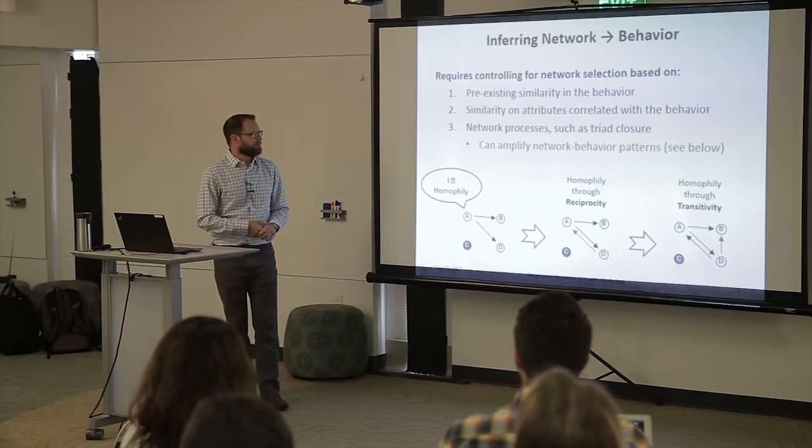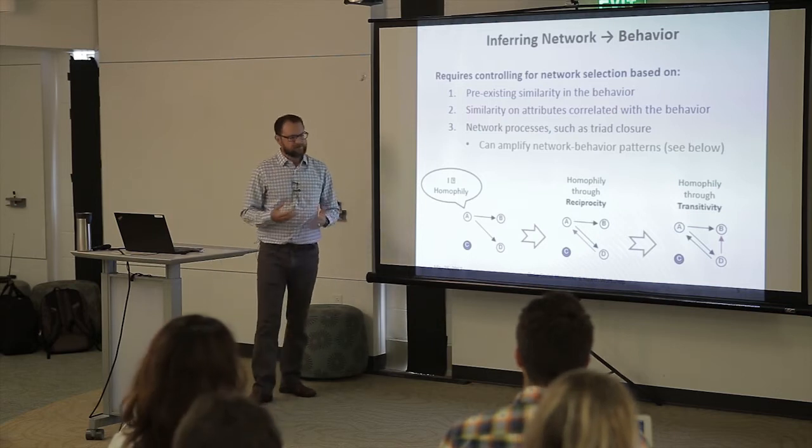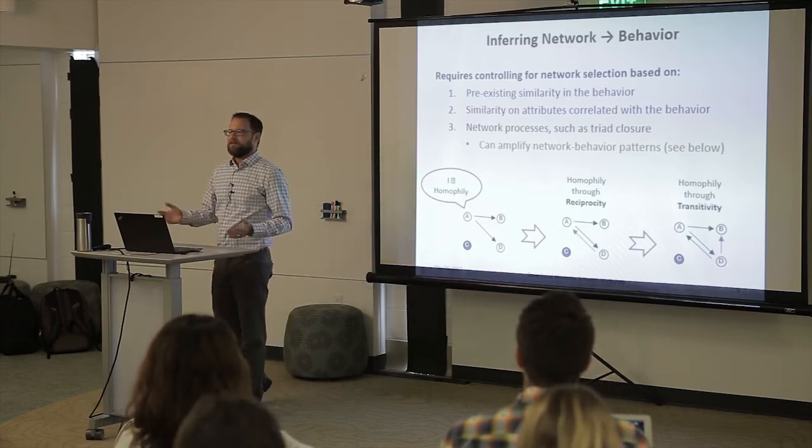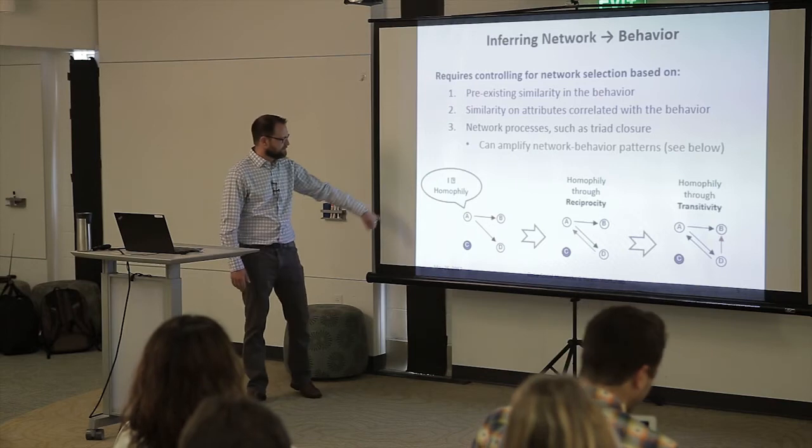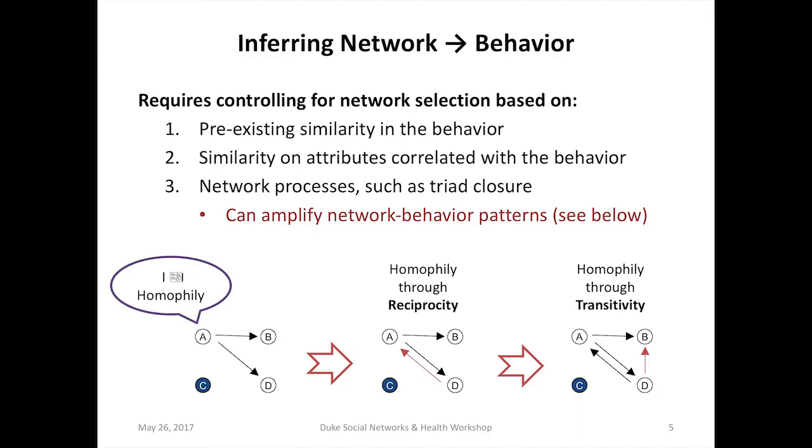We also want to control for network processes. Okay, things like reciprocity, transitivity, these things can amplify or create more homophily than we would get in their absence. So in this little diagram, we've got one person here who really likes homophily, and nobody else really cares who their friends are, but this person believes in associating with people who are similar. So we see here reciprocity, they choose person D, D chooses them back. We have a network tie here between two people who are similar, but it's not directly driven by homophily, okay? It's driven by this network process, reciprocity.